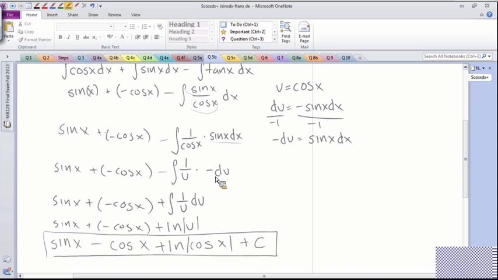So I do have a question why this negative and negative become a positive. So if we move the coefficient -1 to the front, a negative times a negative is a positive. So that's why it becomes plus integral of 1 over u du. Any questions?